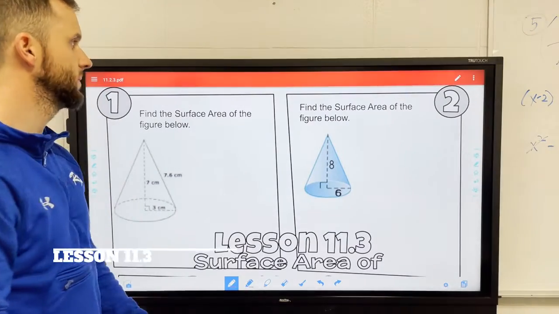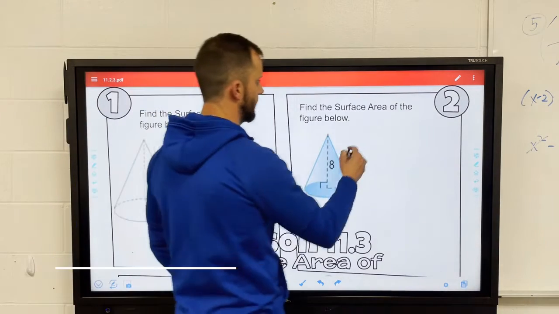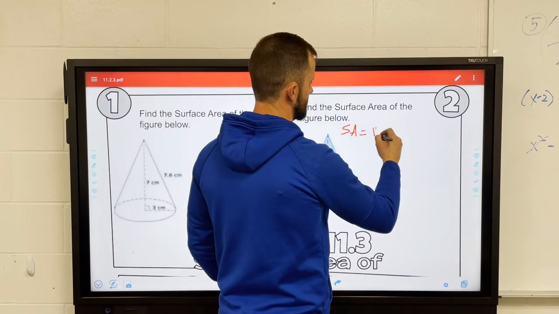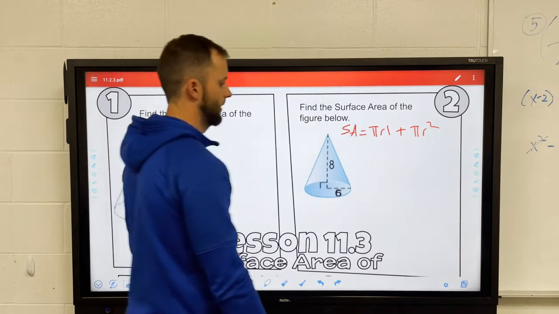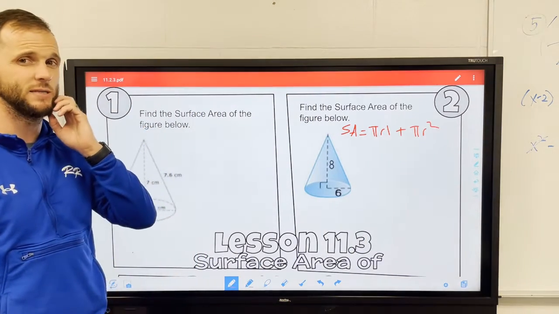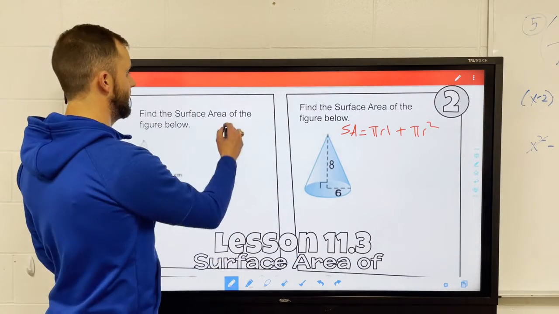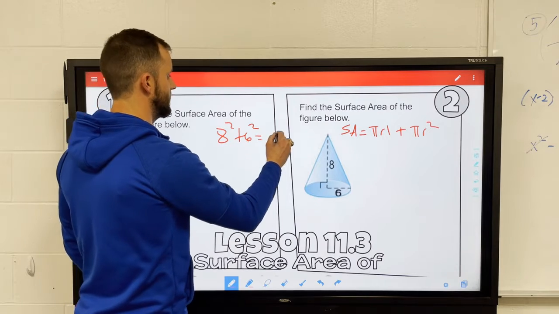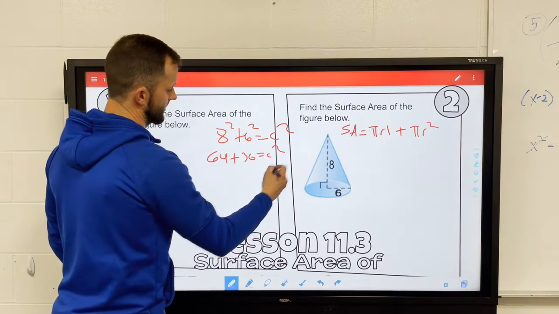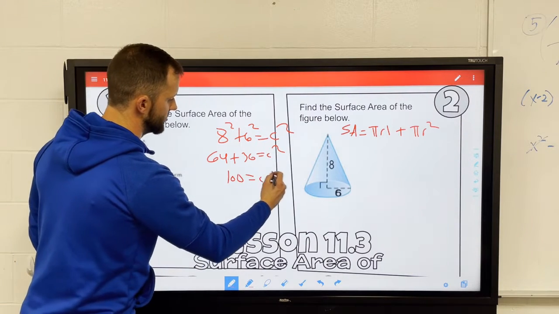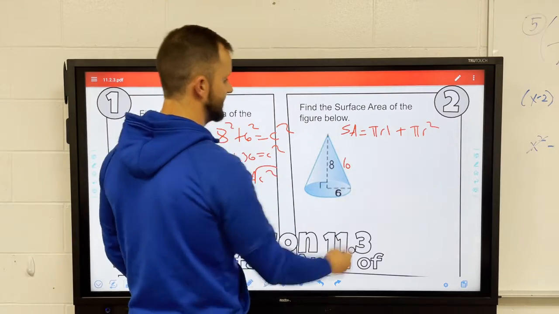All right, on number 2, it wants me to find the surface area of that figure below. So it looks like this is a cone, so I'm going to be using that same formula. So surface area equals pi r times the slant height plus the area of the base, which is the circle here. Okay, so right now I know my radius, but I don't know my slant height. But if you look, I actually have a right triangle. So if I use Pythagorean Theorem, 8 squared plus 6 squared equals c squared. 8 times 8 is 64. 6 times 6 is 36. 64 and 36 gives me 100. Take the square root of both sides, so c is going to end up being 10. So that means my slant height is going to be 10.